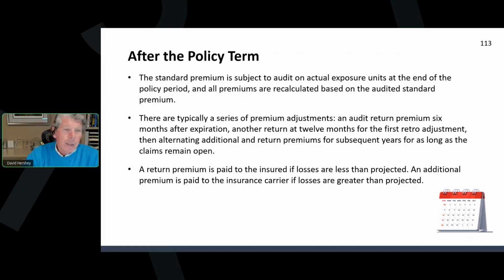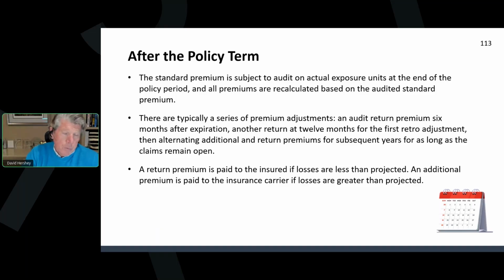How are we doing on that? That's a lot of esoteric, deep insurance mumbo jumbo, but it's pretty important stuff if you are going to be talking about retros and selling them.